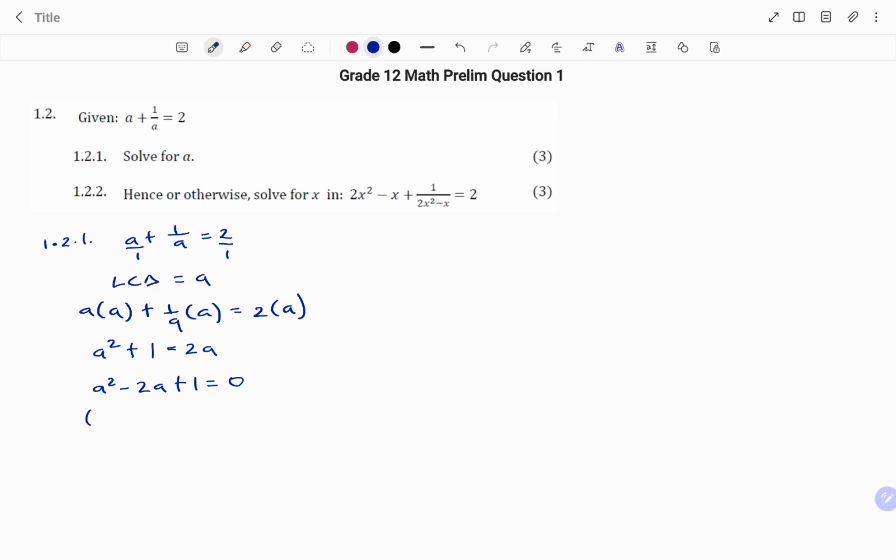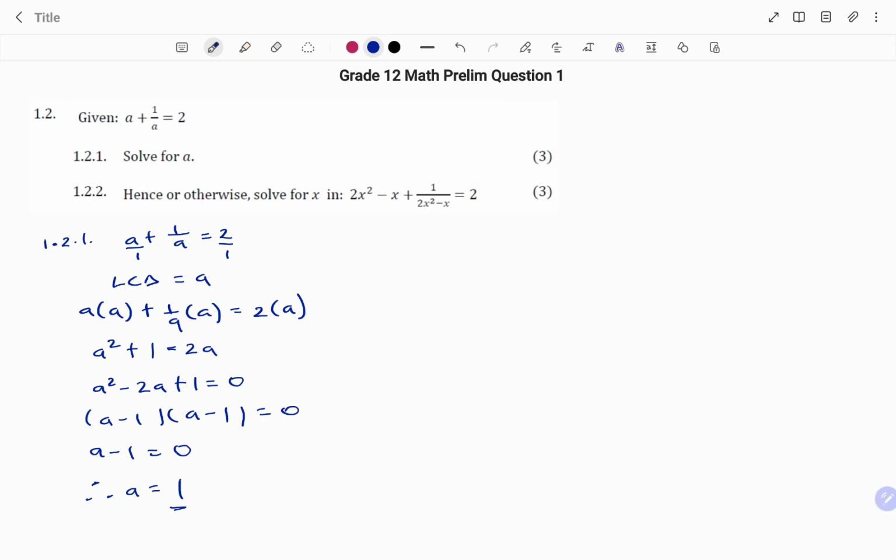And if I factorize, I have that as a minus 1, a minus 1. If I fold that, I will get a squared minus 2a plus 1. So therefore, I have my factors. I have a minus 1 equals to 0. That's twice. Therefore, the value of my a equals to 1. Moving my minus 1 to the right-hand side.